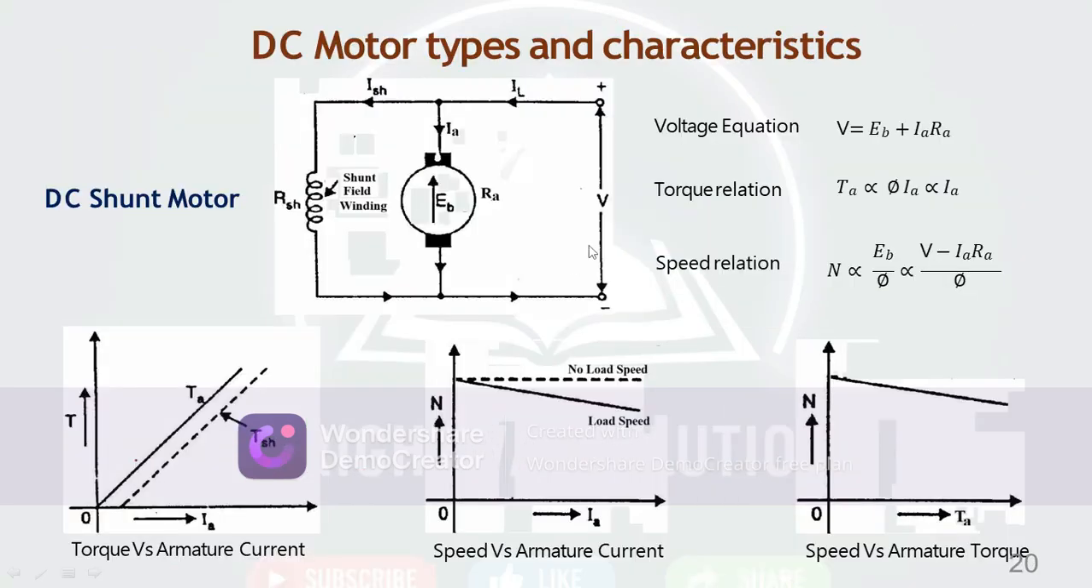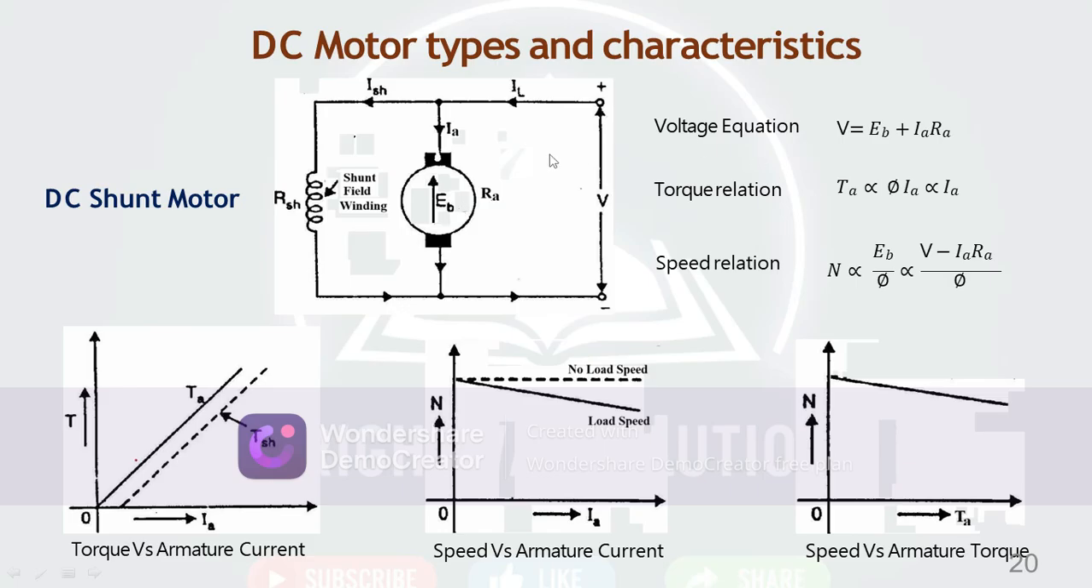Now DC motor types and characteristics. There are two types; one is shown in this slide, the DC shunt motor and its characteristics. In a shunt motor, the shunt field winding is connected in parallel with the armature winding, so it is called a shunt motor. The DC supply is provided to two components: the armature, with armature current Ia, and the shunt field, with shunt current.